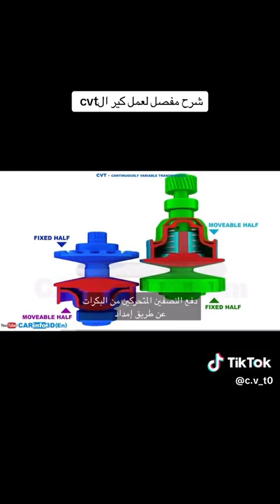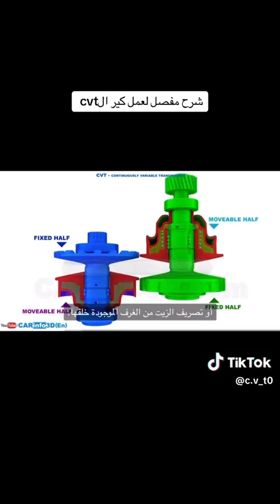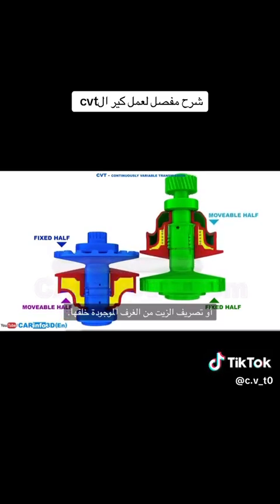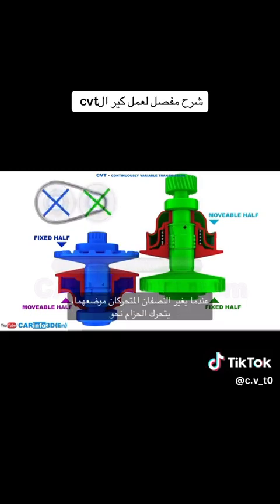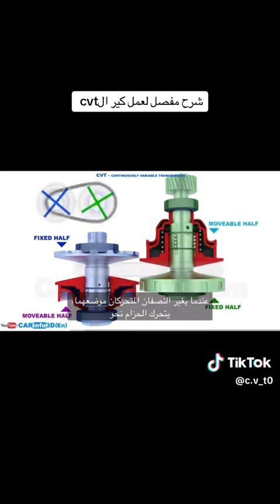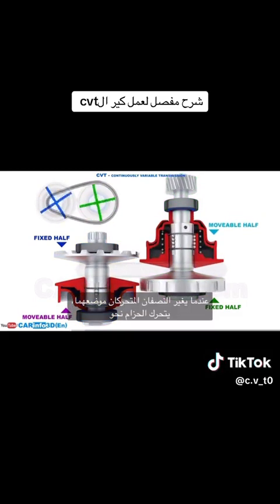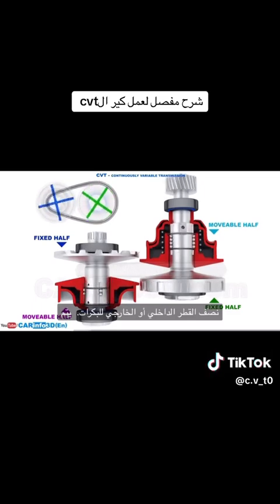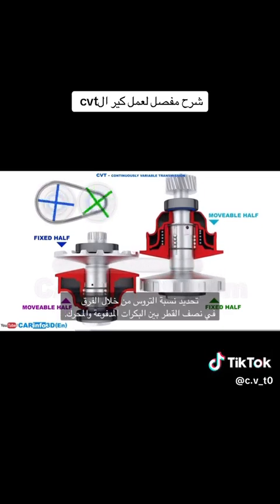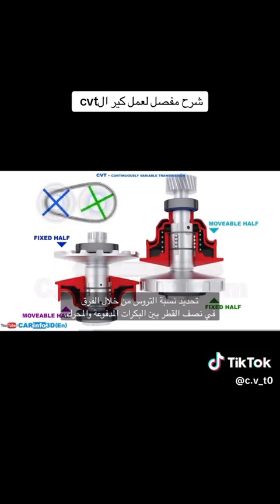The movable halves of the pulleys are propelled by supplying or draining oil from the chambers behind them. When the movable halves change their position, the belt travels toward the inner or outer radius of the pulleys. The gear ratio is determined by the difference in radius between the driven and driving pulleys.